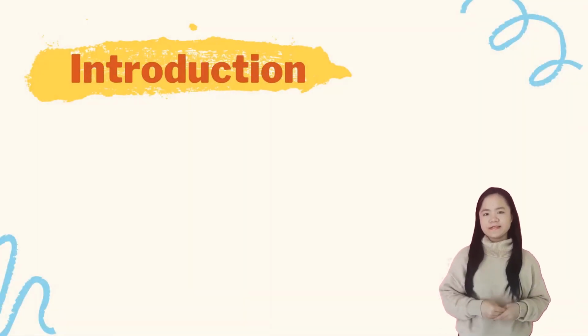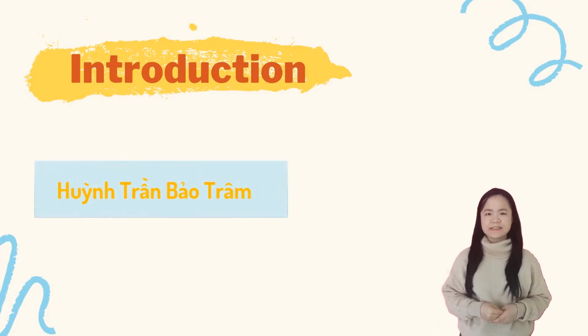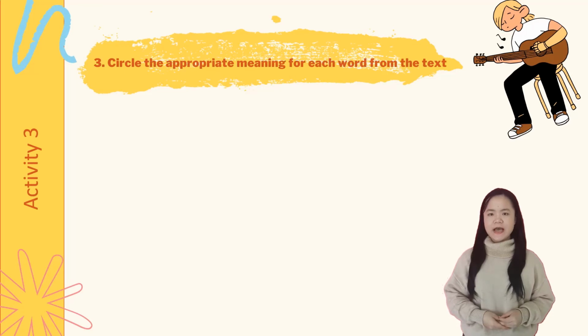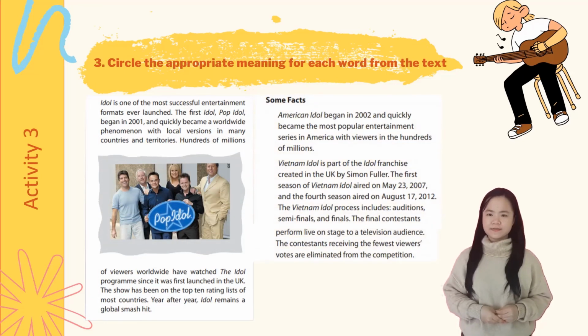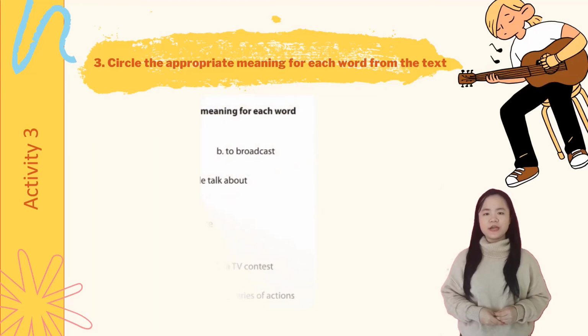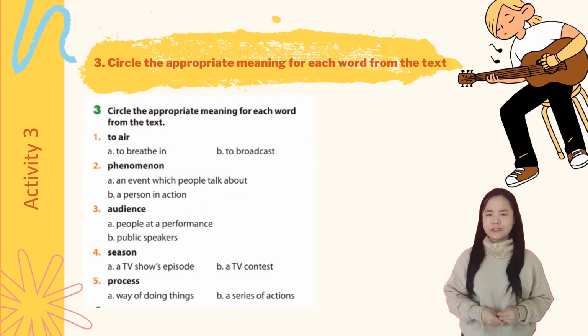Okay, so now I will continue to teach students the two next activities in the reading lesson. So now moving on with the activity number 3, circle the appropriate meaning for each word from the text. I will let students read the text again and find out the word from the text. Following, I will ask students to work in pairs and choose the best meaning for each word.